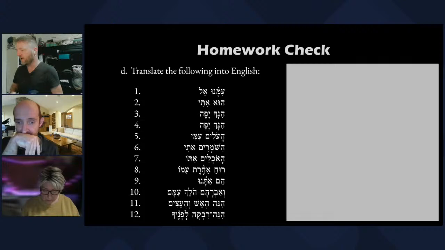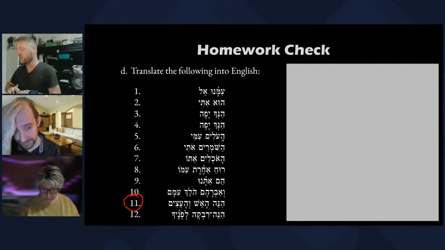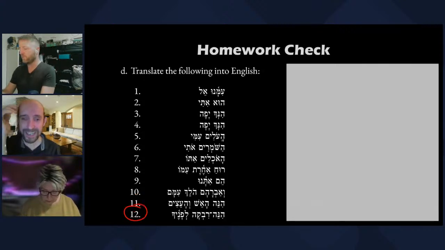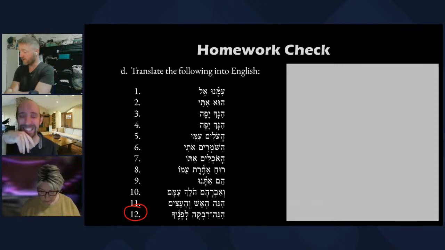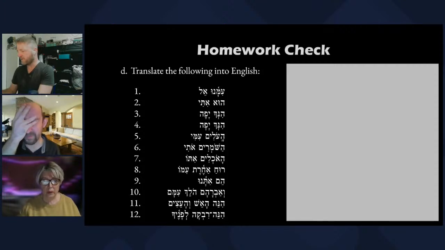Okay, number 11. Hine ha'esh ve'ha'itzim. This is from Genesis 22, the Akedah. It says, "Behold, the fire and the wood pieces." Itzim can be trees, and it can be big trees too, but in this case, it's pieces of wood. Hine rivka lefanecha. Rebecca is before you. Look, Rebecca is in front of you, in your face.